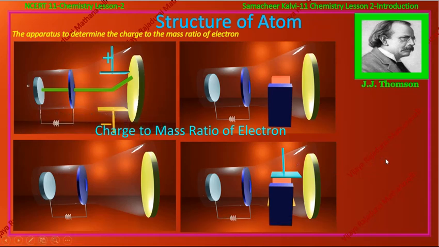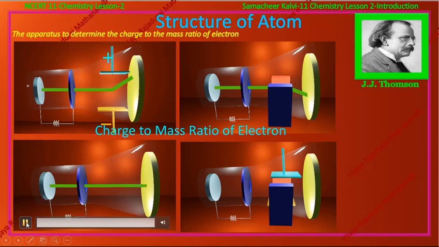When only a magnetic field is applied, the cathode ray strikes the fluorescent plate in the opposite direction to that of the electric field. That is, in an electric field it moves in an upward direction, but in a magnetic field it moves in a downward direction. In the absence of an electric or magnetic field, these cathode rays travel in a straight line.